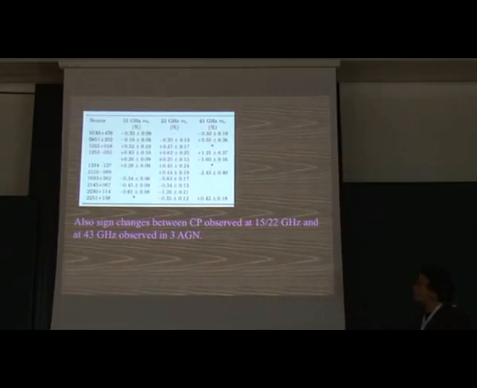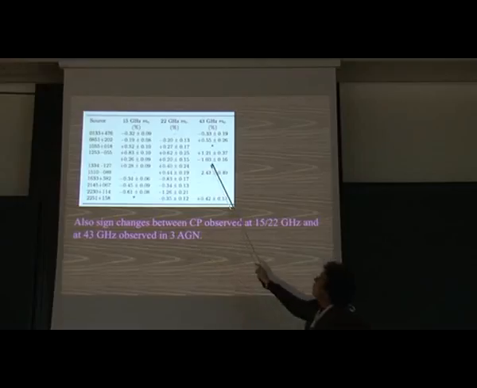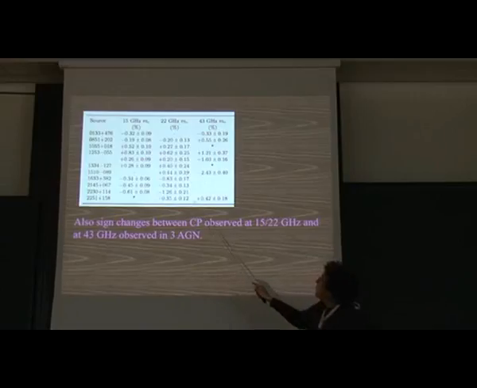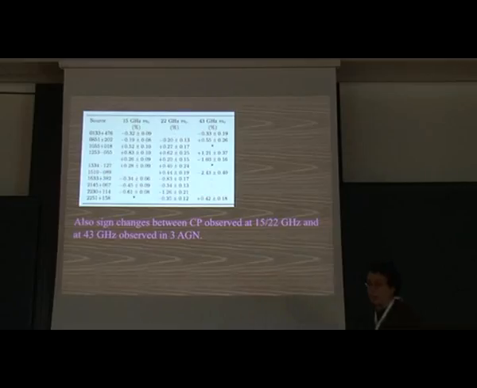Okay, it's exactly the same table, I just didn't want to have to flip back. Another thing that's interesting is that in a number of cases, like here, and here, and here, and here, we've got sign changes between the circular polarization observed at the lower frequencies and at 43 gigahertz. And so this is something also that we need to try to understand.